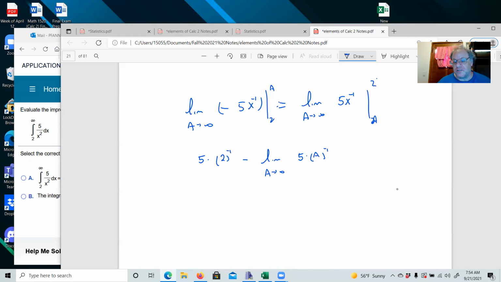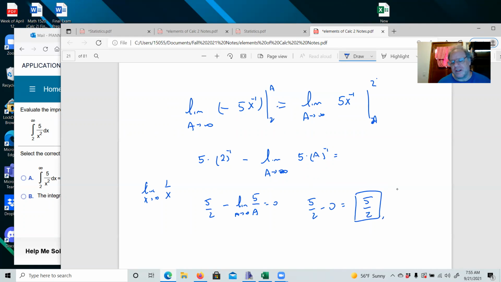And you guys have done this before in Calc 1 so long ago, I know. But this is 5/2 minus 5 over a, and the limit as a goes off to infinity. What is that limit? As a goes off to infinity, like 1 over x as x goes to infinity, you know that that's 0. So this is 5/2 minus 0, 5/2.